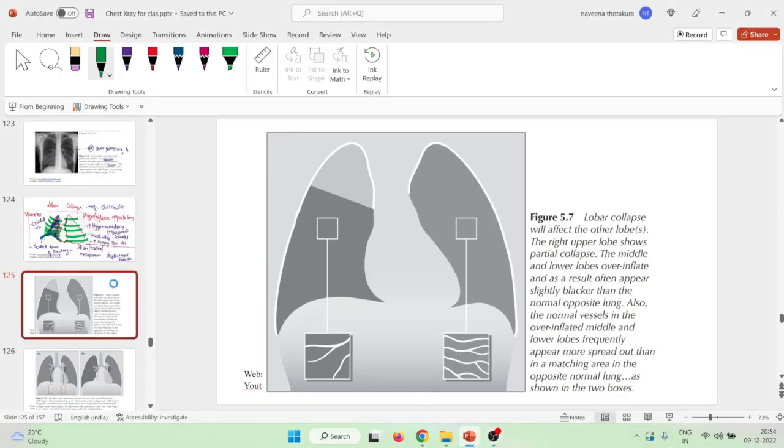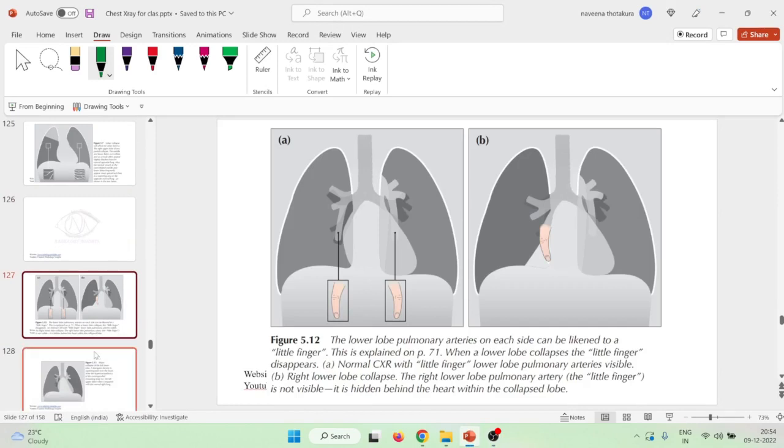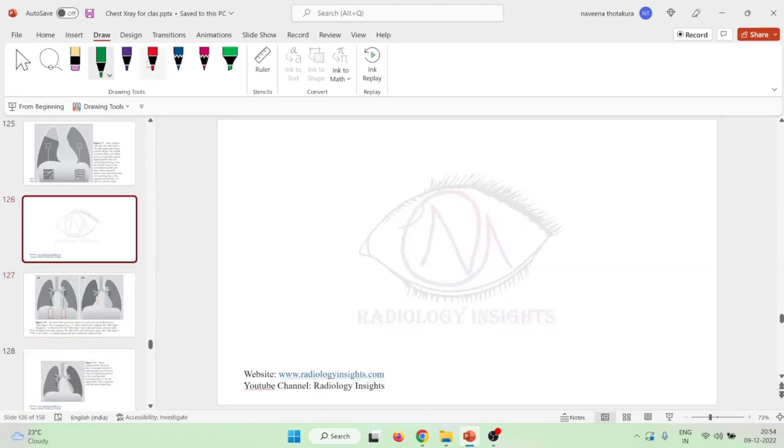Hello friends, let us now learn about the right lower lobe collapse.